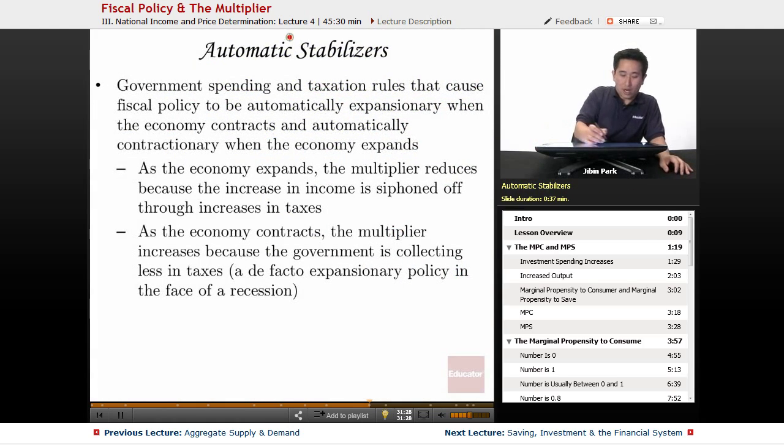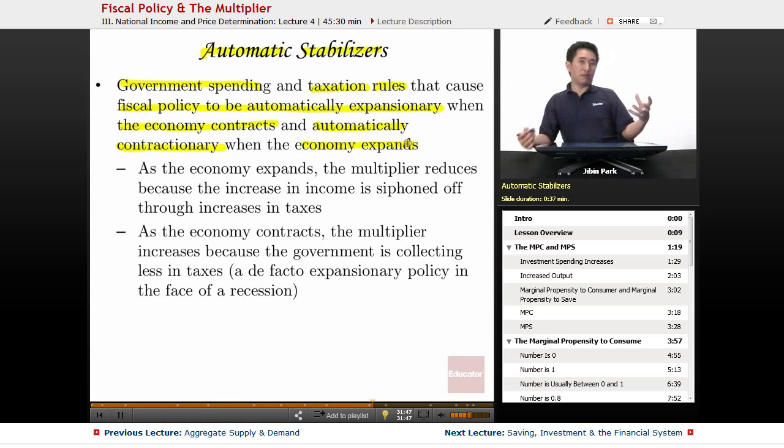Now, automatic stabilizers. Why is that important when you're dealing with government spending and taxation? Well, they are government spending and taxation rules that cause fiscal policy to be automatically expansionary when the economy contracts, and automatically contractionary when the economy expands. Let me explain that. There's nothing set into law or set into place; these are just natural byproducts of what happens in recessionary or inflationary times.